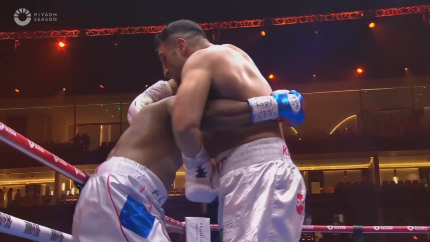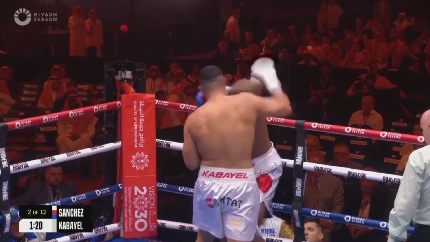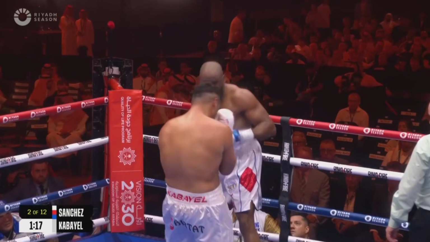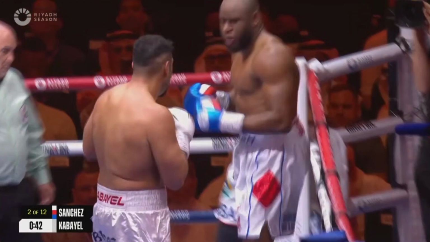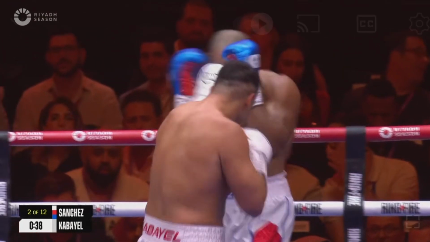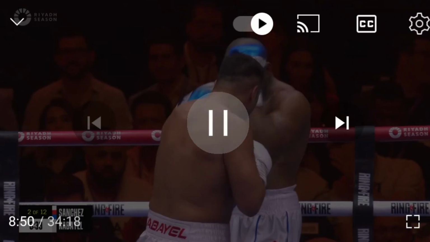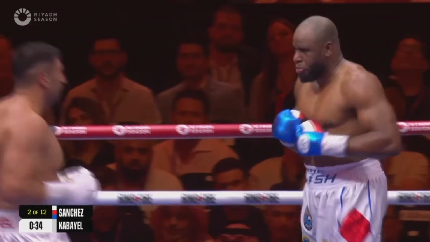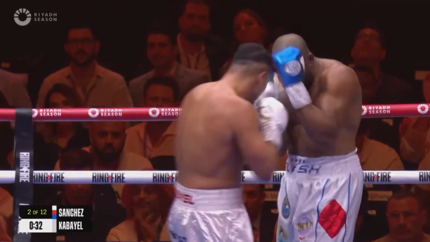The first one we'll see with Kabayel is that short right hand. He's really good at leaning over to his right side, and when he leans on that right side he creates an angle for that short right hand while you are also leaning on your own right side if you're an orthodox. We're going to see that once again here. Boom. He lands that right down the side of the head of Sanchez, and that enabled him to set up other punches as well. Okay, let's see another example here.